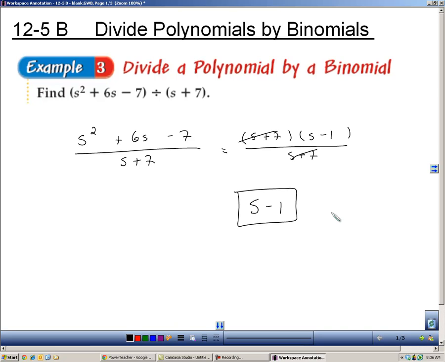That's not going to happen every time. Sometimes you're going to have to do something called long division, like in the next example, but you should always try to factor the trinomials, because if you can, you'll save yourself a lot of work.